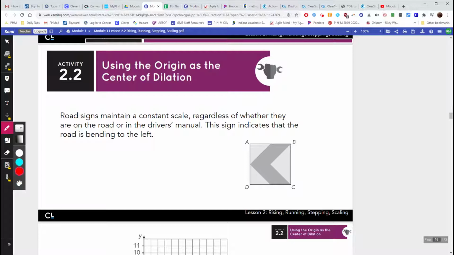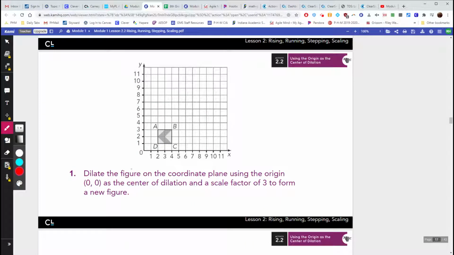It says road signs maintain a constant scale regardless of whether they are on the road or in the driver's manual. This sign indicates that the road is bending to the left. Constant scale means they could be any size, but they're going to look the same. It tells us to dilate the figure on the coordinate plane, square ABCD, using the origin as the center of dilation and a scale factor of 3 to form a new figure. That's our task. We're not going to do that right now.